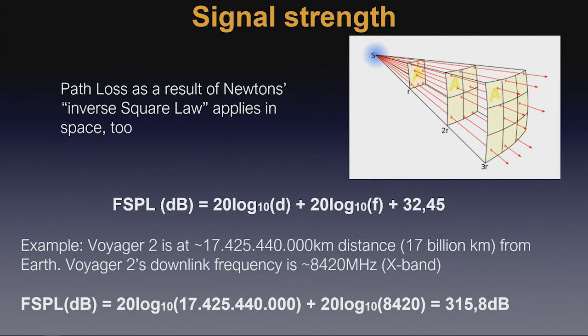And if I take this little example of the Voyager 2, which is now over 17 billion, is that in English, right? Kilometers away. That's not really nearby, 17 billion kilometers away, and a downlink frequency of over 8.5 gigahertz. I come down to a free space path loss of around 315 dB. Same difference, same calculation, same way it works in Wi-Fi.